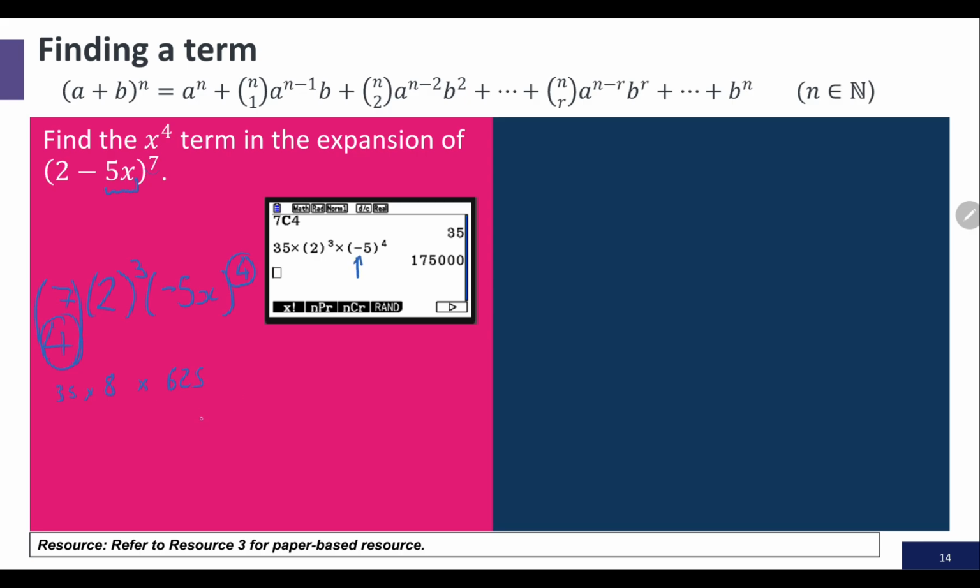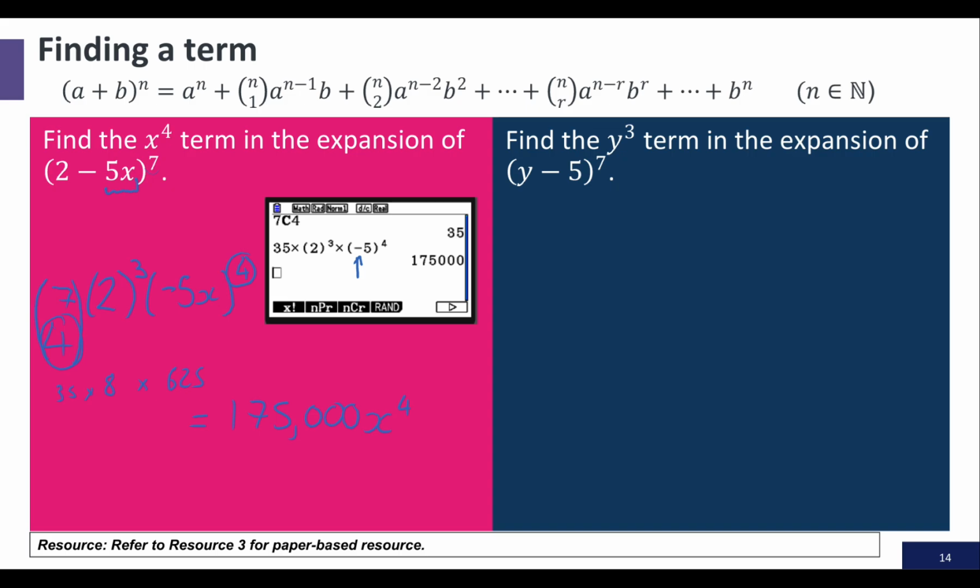So the answer becomes 175,000, and it asks for the term this time. It doesn't ask for the coefficient, it asks for the term. So in that case, you have to put the bit of algebra on the end. Okay, so here's yours to have a go at. Pause the video and have a go now.